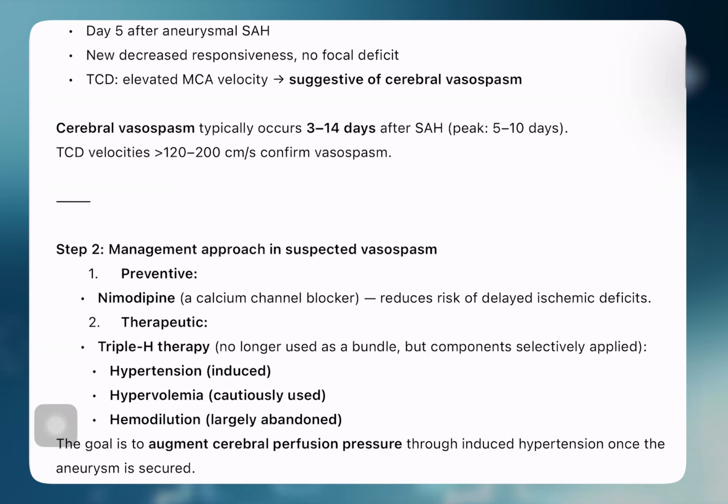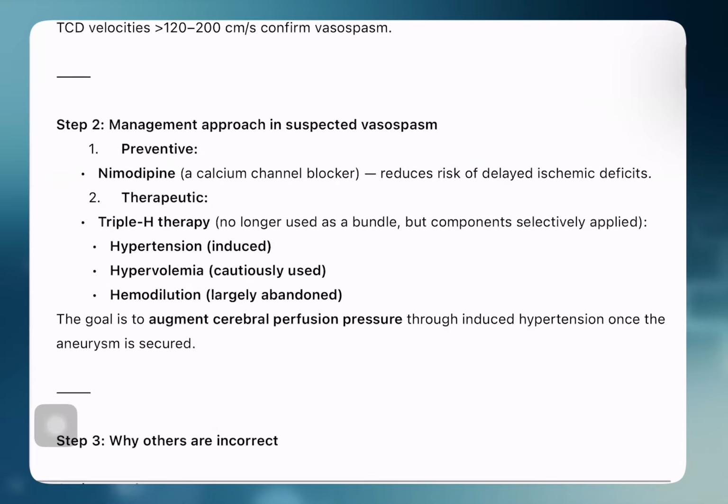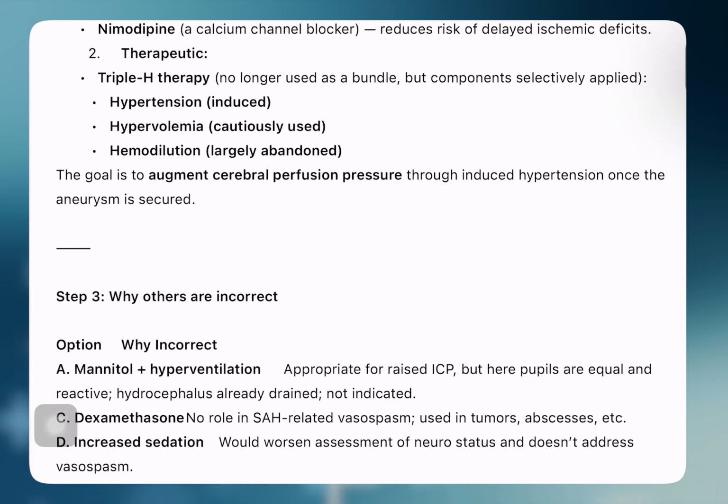So we give them, it's a calcium channel blocker, and it is general and common knowledge to all the intensivists who practice that nimodipine is given. Now, therapeutic is when we treat a vasospasm. So triple H therapy as a bundle is no longer used, but it has a historical significance to it, so we will always be discussing it. Hypertension is mainly the one that we still bank upon, along with hypervolemia and hemodilution on case-to-case basis. What we are trying to achieve here is basically to increase the cerebral perfusion pressure through induced hypertension once the aneurysm is secured.